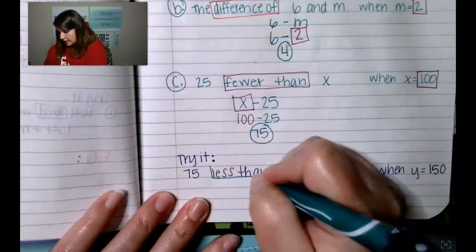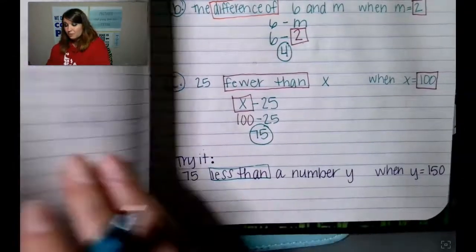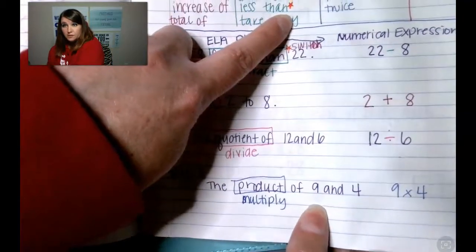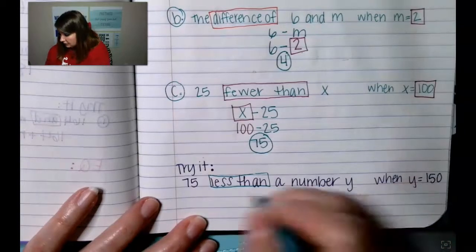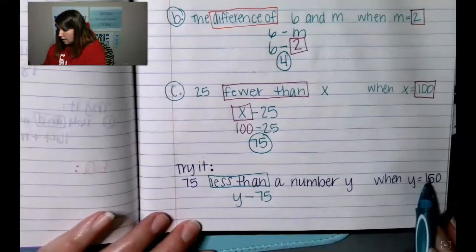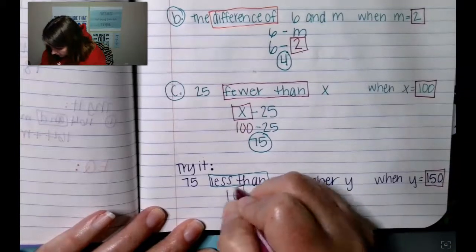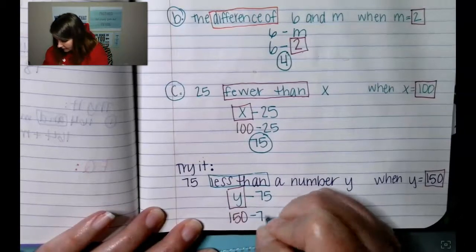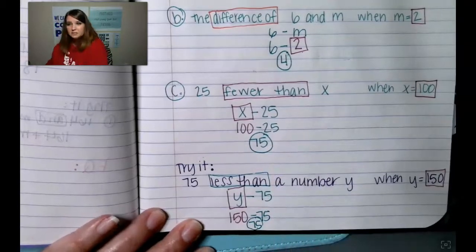All right, less than tells me to subtract, and less than, if I remember correctly, is a switcheroo. So I need to do a switcheroo. So I'm going to switch the 75 and the y. So this is really y minus 75. And y is supposed to equal 150. So where I see the y, I'm going to put 150. 150 minus 75 equals 75. Oh my gosh, same answer as up above.